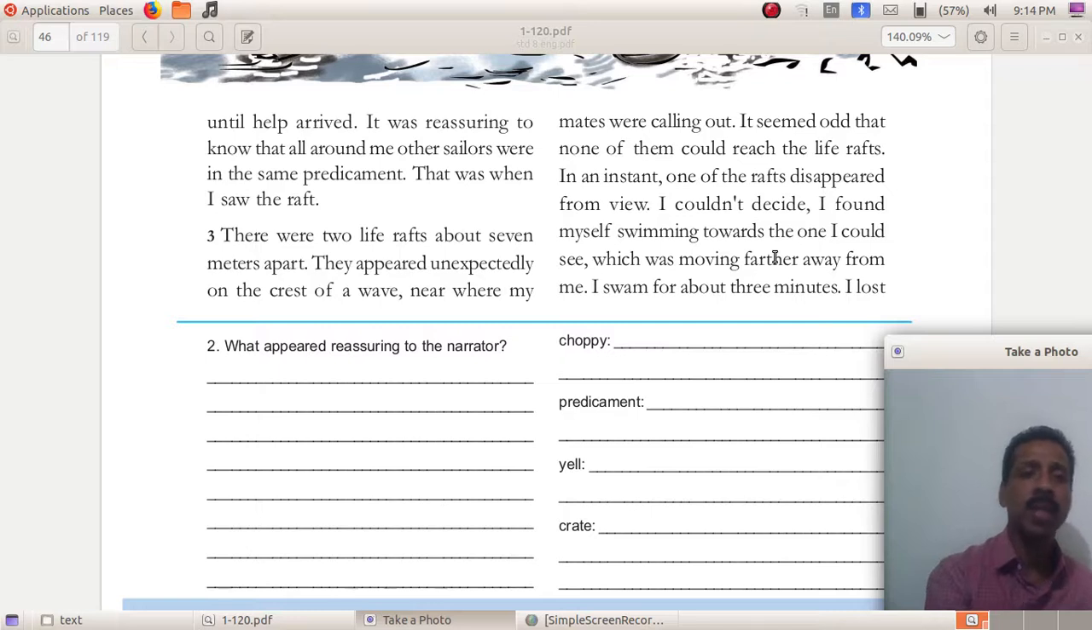And it is mentioned, there were two life rafts about 7 meters apart. They appeared unexpectedly on the crest of a wave near where my mates were calling out. So if he could get one of the rafts, it would be easy for him to save himself. So that's what he thought. It seemed odd that none of them could reach the life rafts. So he understood that the life rafts were almost near to his friends, but it was quite surprising that they couldn't reach them.